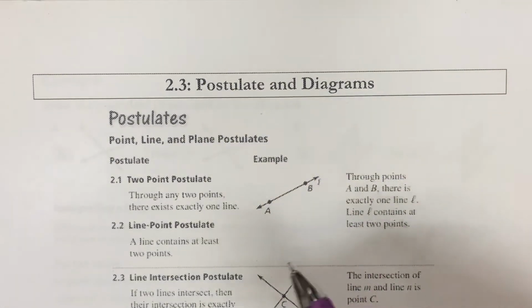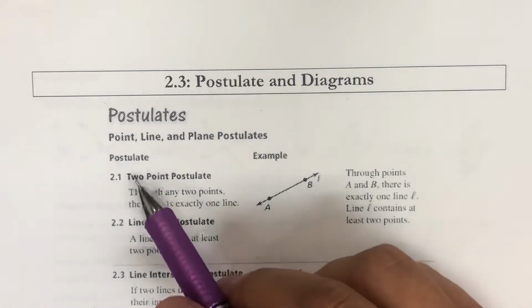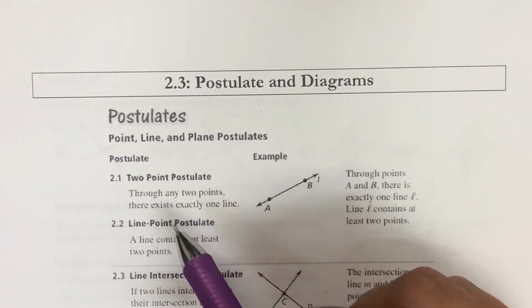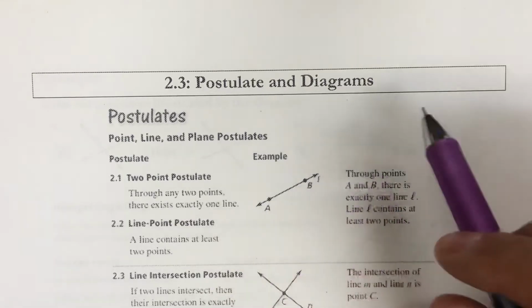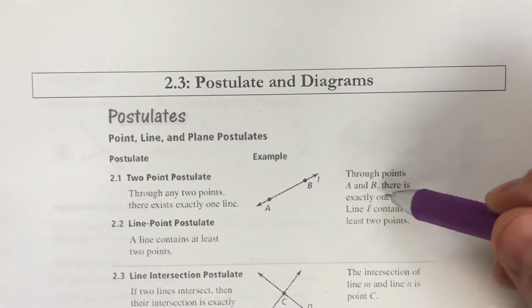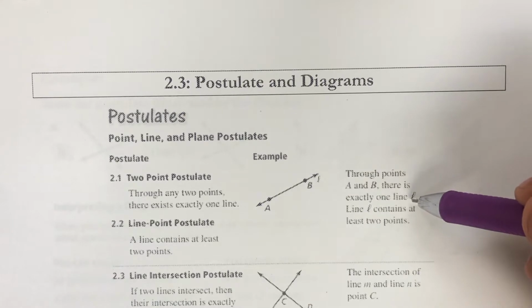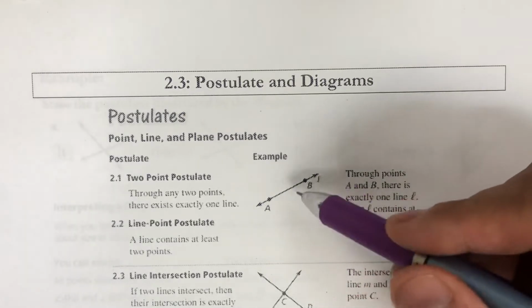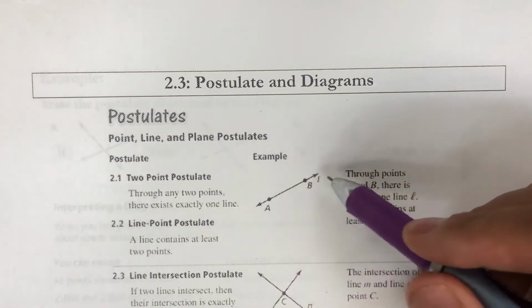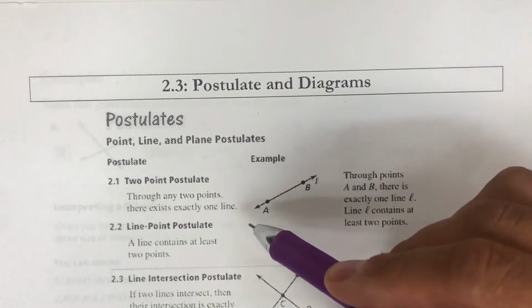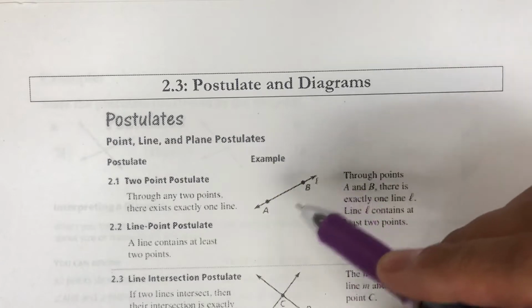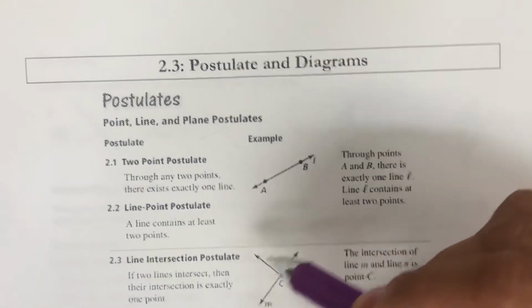So the first one, 2.1, we call this the 2-point postulate, and essentially we say through any 2 points, there exists a line. So through any 2 points, A and B, there is exactly one line through them, and it has to contain at least those 2 points and all the infinite points that are on it. So any 2 points, no matter where they are, what plane, doesn't matter. There's always a straight line between 2 spots.